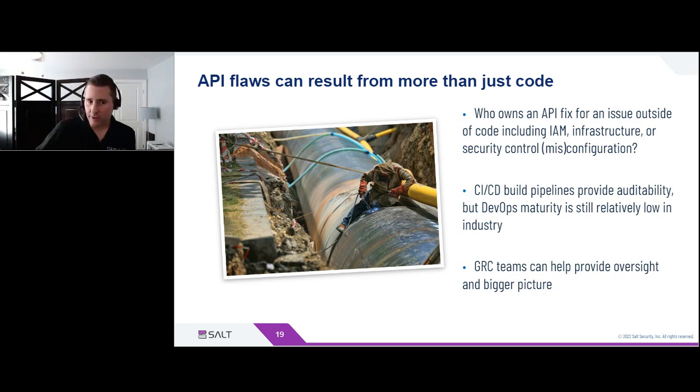Unfortunately, DevOps maturity is still relatively low in industry, right? We're not all where we'd like to be. Most organizations, you're not Netflix, you're not Facebook. It's a very long journey to get there.